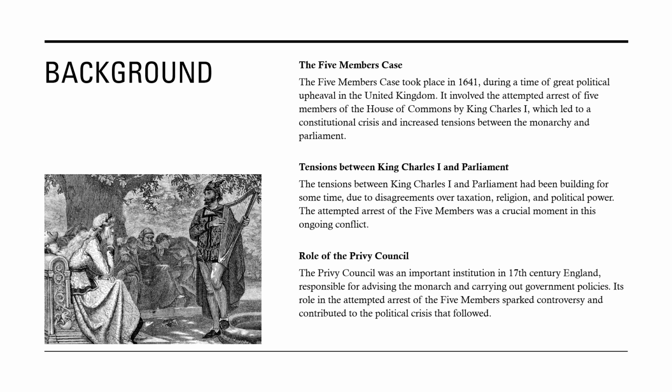Role of the Privy Council. The Privy Council was an important institution in 17th century England, responsible for advising the monarch and carrying out government policies. Its role in the attempted arrest of the five members sparked controversy and contributed to the political crisis that followed.